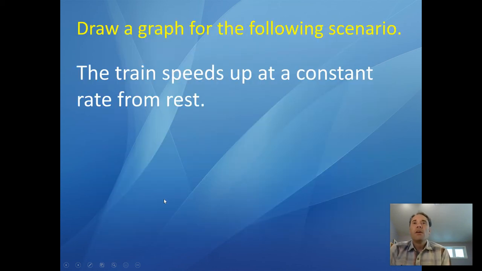How about the train speeds up at a constant rate from rest? It speeds up, so it's no longer traveling at a constant rate. It's now speeding up at a constant rate, meaning that your speed is increasing constantly at a nice even rate. What would that look like? Go and pause me and see if you can draw this graph on a velocity time graph. Okay, let's see what you got.